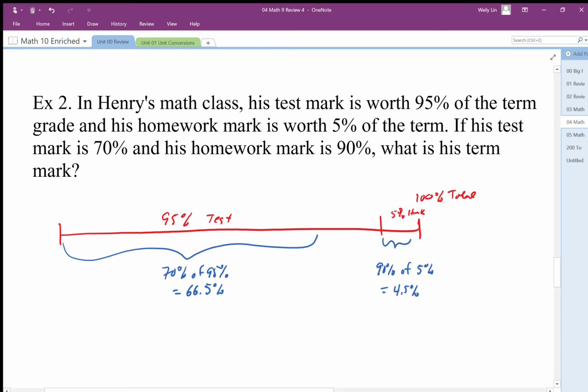So what the blue represents is the amount of marks achieved out of 100%. So the marks achieved are going to represent 66.5 from the tests, 4.5 from the homework, and so he ends up with a 71% mark overall. His homework mark is going to bump up his test mark a little bit. Since his homework wasn't worth very much, it only bumps it up 1%, but it bumps it up.